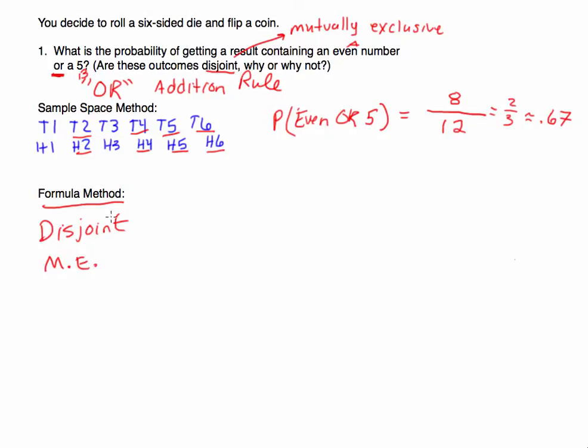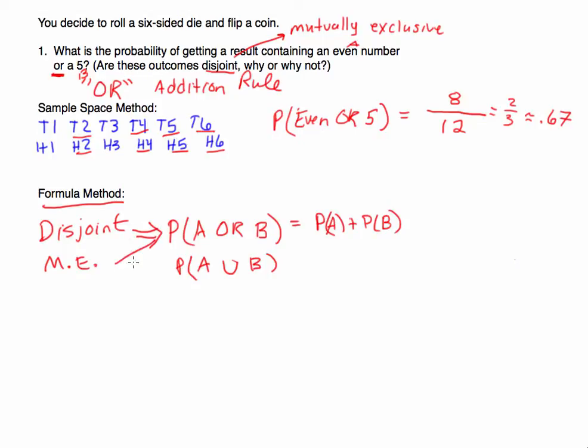If two things are disjoint, also called mutually exclusive, then we can use this formula. The probability of A or B, which we also will see as the probability of A union B, or when you think about union, it's an or, will be equal to the probability of A plus the probability of B. And notice this is only for disjoint or mutually exclusive events.